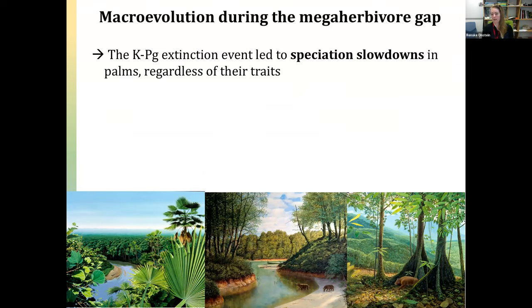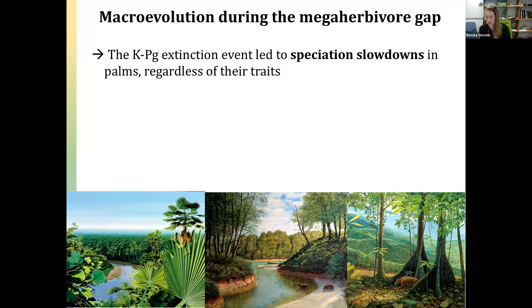So we see that the mega herbivore gap is probably associated with changes in diversification in plants. I mean, this we know already. In this case, for palms, we actually find a slowdown. It's often seen in angiosperm lineages that they increase in diversification because of new ecological opportunities. But we do see that it's not linked to any traits that are associated with mega herbivores.